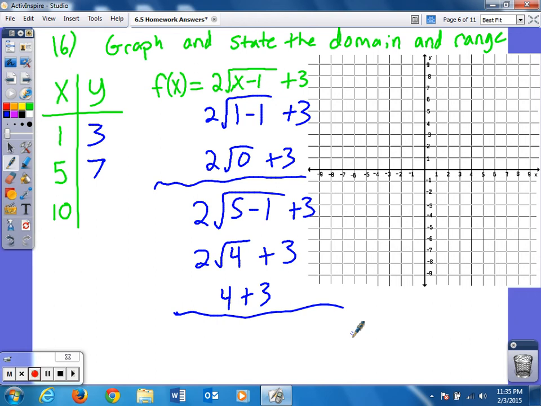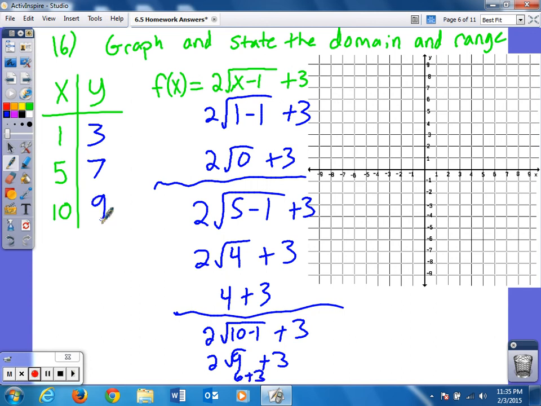And if we plug in 10, that's 2 times the square root of 10 minus 1 plus 3. That's 2 times the square root of 9 plus 3. Square root of 9 is 3, so that's 3 times 2 is 6, plus 3 gives 9.